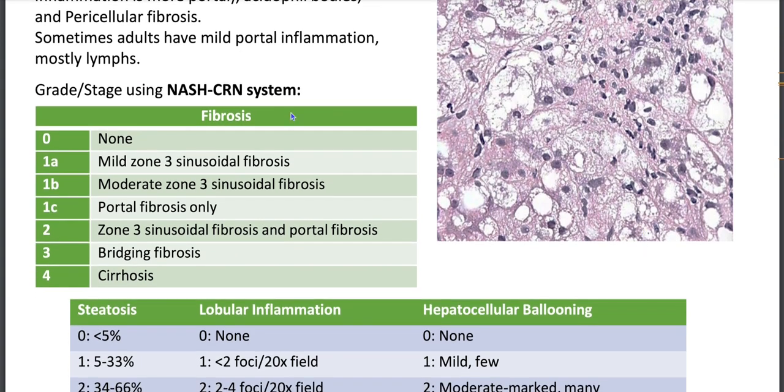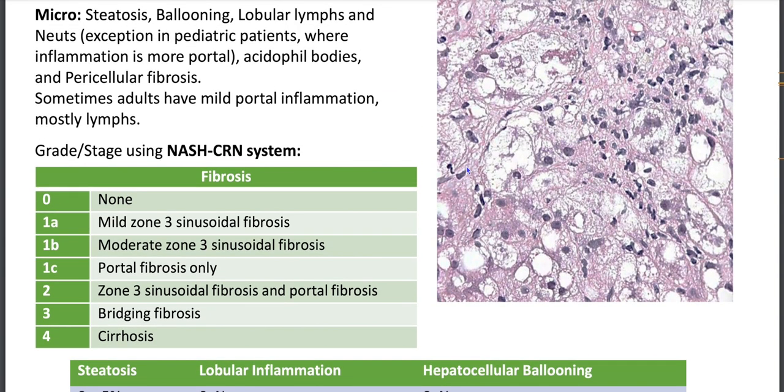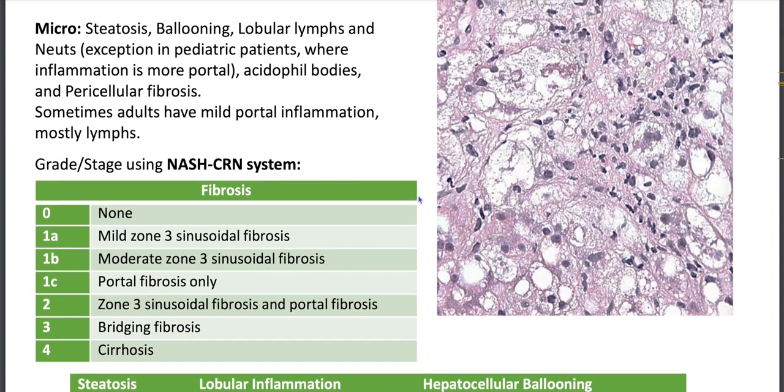So for fibrosis, our institution gets a trichrome so we can better visualize the fibrosis and its relationship to the structures of the liver. So you can have 0 through 4, 4 being cirrhosis, 3 bridging fibrosis, and 2 is zone 3 sinusoidal fibrosis and portal fibrosis.